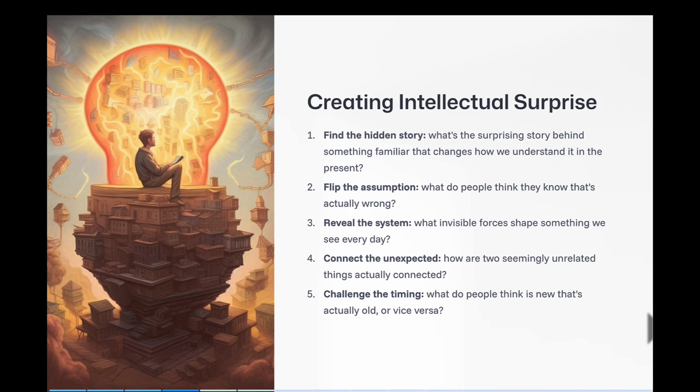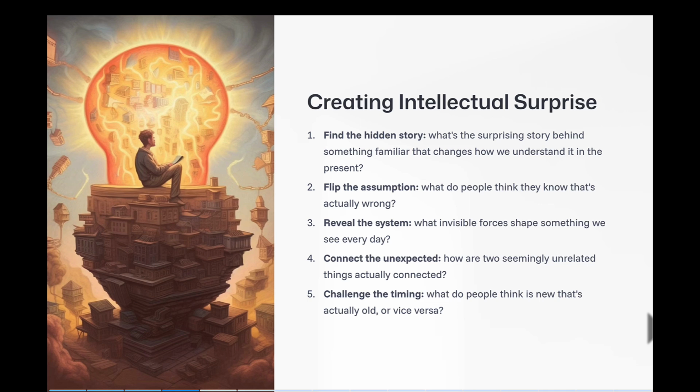Here's some tips about how to generate or create intellectual surprise. Find the hidden story behind a topic. What's the surprising story behind something familiar that changes how we understand it in the present? Flip an assumption. So what do people think they know that's actually wrong? Third, you could reveal a hidden system.